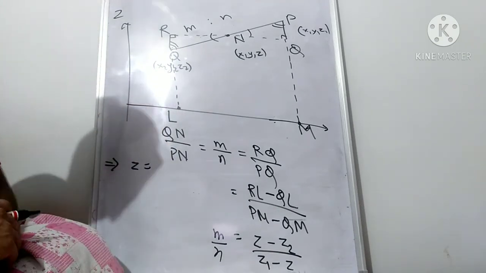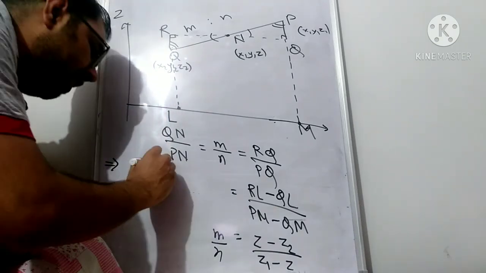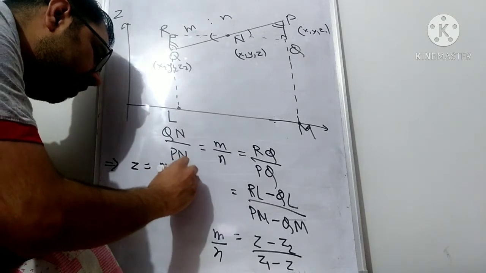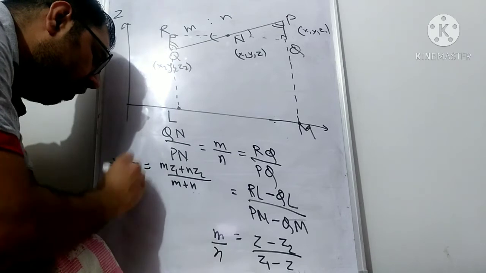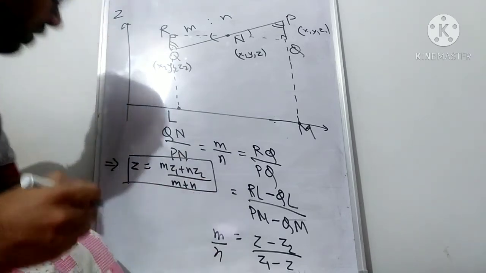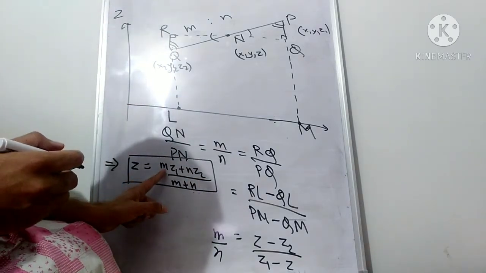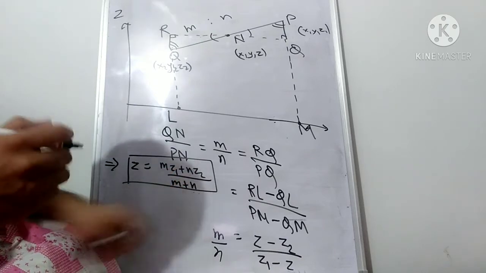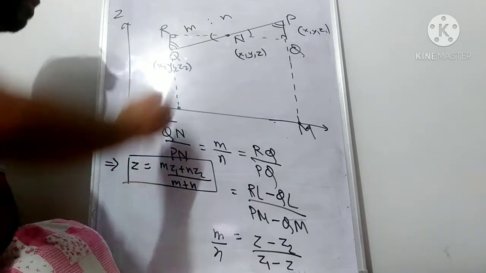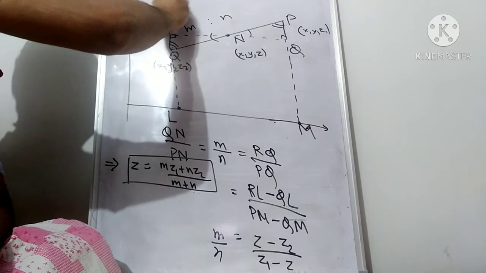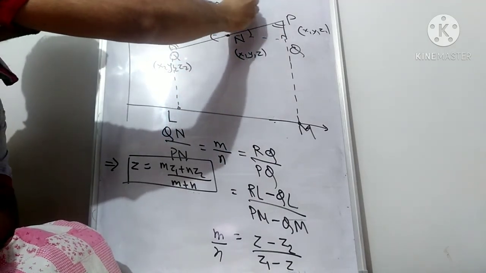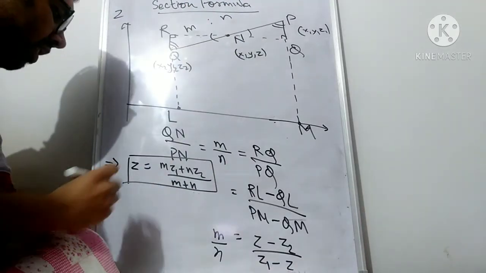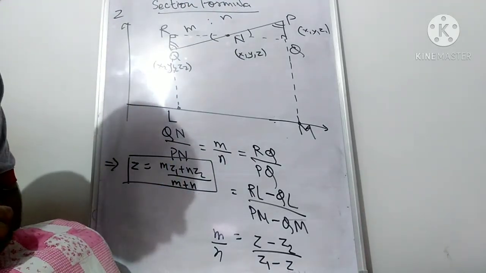On cross multiplication, we can write z as m into z1 plus n into z2 divided by m plus n. So this formula is called the section formula. Similarly, we can write for the x and y coordinates.